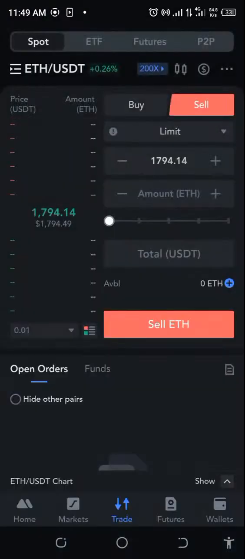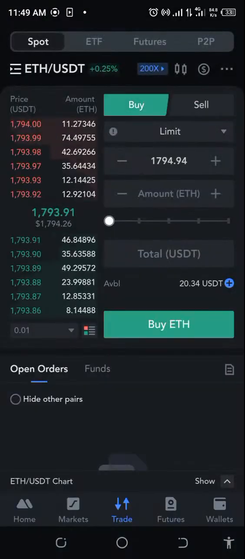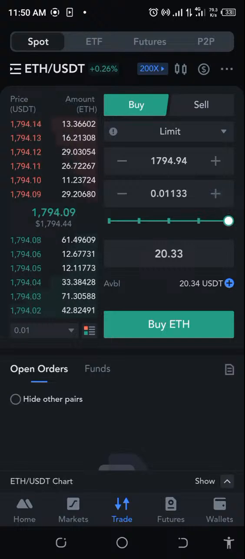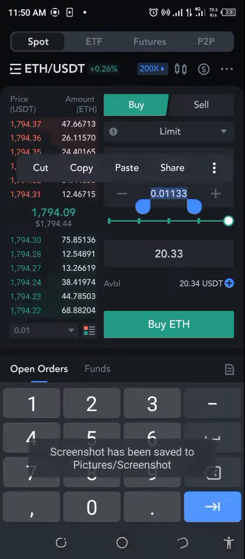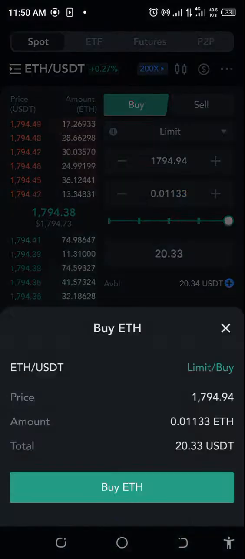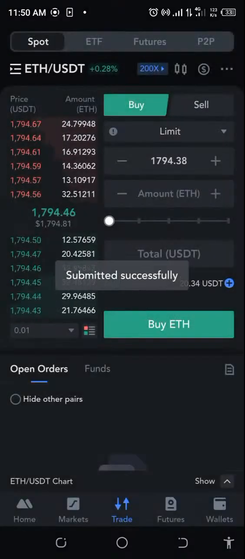Okay. First thing we need to do is buy ETH. And then, how much is it picking up? Just about 20.33. Let's go ahead and buy. Okay. Let's hope this is gonna work. Alrighty. So we do this.